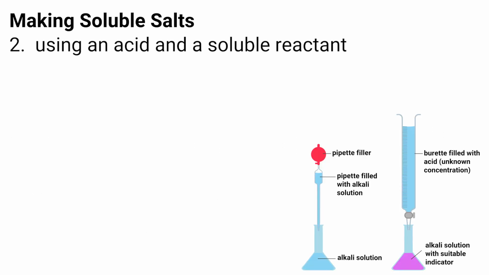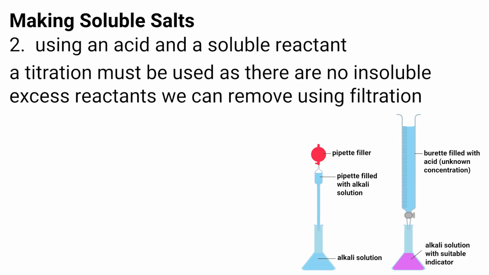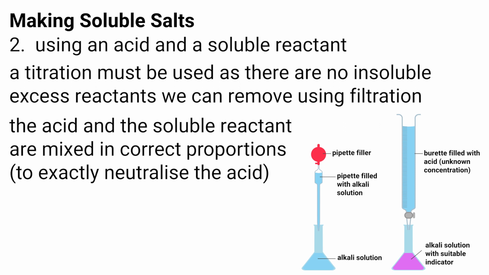The second way uses soluble reactants, and so we must use a titration. This is because there are no insoluble excess reactants that we can remove using filtration. The acid and the soluble reactant, which is normally a dilute alkali, are mixed in correct proportions. This is because we want to exactly neutralise the acid. Adding any less or more alkali than needed will not result in a neutral solution of salt.